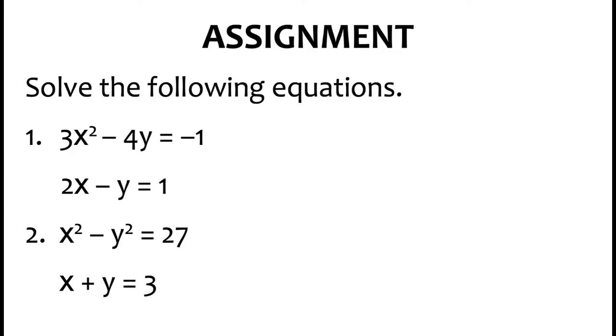Solve the following equations. Number 1: 3x squared minus 4y equals minus 1, and 2x minus y equals 1. Number 2: x squared minus y squared equals 27, and x plus y equals 3.